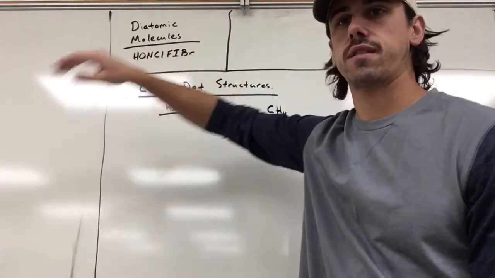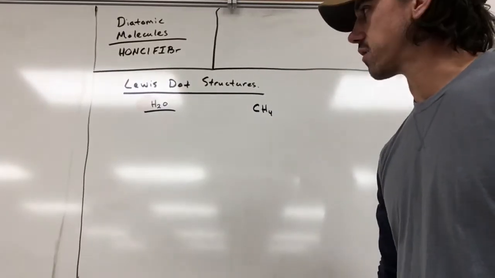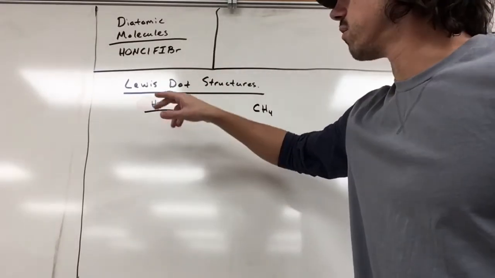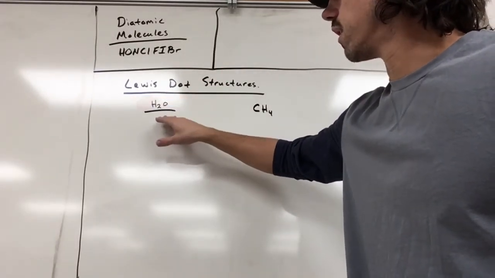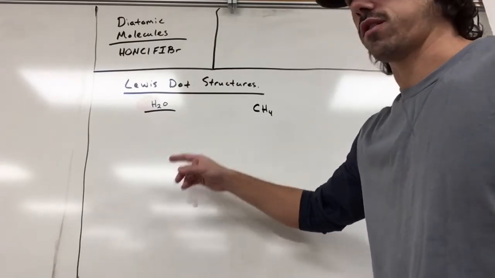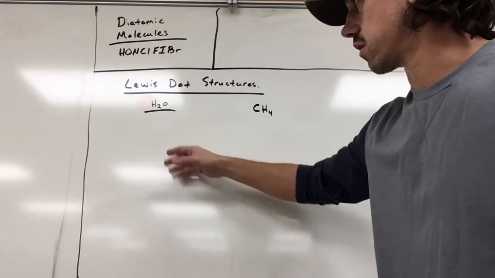When we're looking at our Lewis dot structures and we're trying to figure out the structure, what I'm going to do is first write all the atoms that are involved, and I'm going to include their valence electrons. And so I'm going to draw the Lewis dot structure for each atom here.